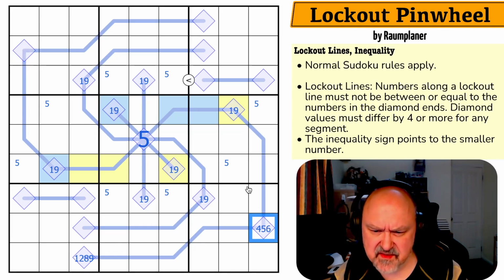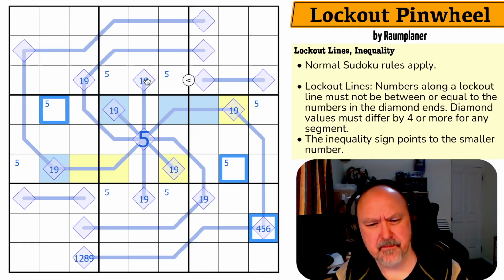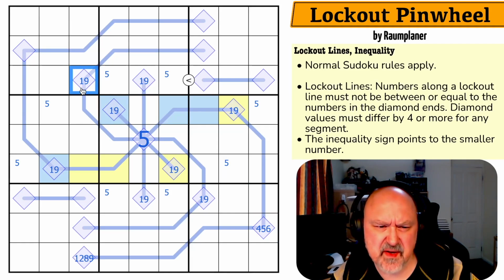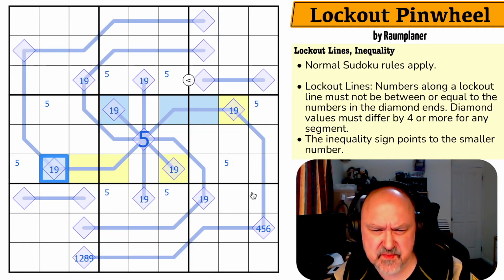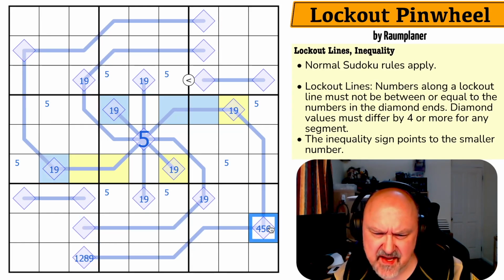Interestingly enough, if that's a 5, that's a 5, that's a 5, I should put 5 in one of those. I feel like these are sort of being forced to be like 159s all around this pinwheel, but I can't see how to force it.